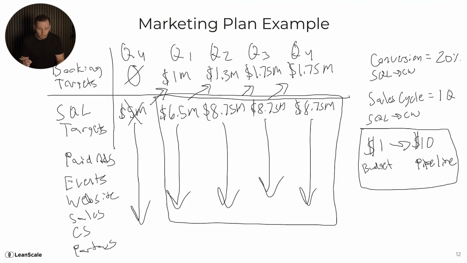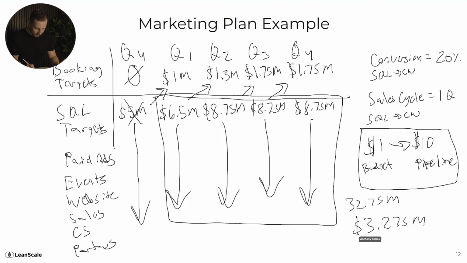So the overall quota for pipeline, if you will, is going to be 32.75 million. So in order to achieve the goals, assuming that your budget historically has produced $10 of pipeline, you would need a $3.275 million marketing budget in order to achieve those goals.